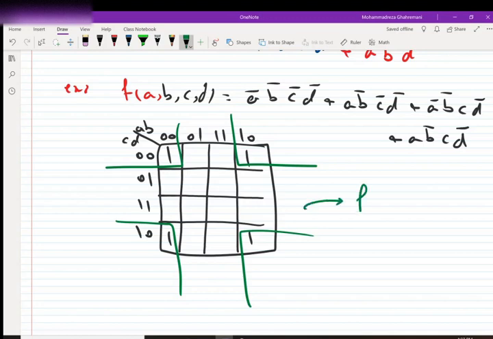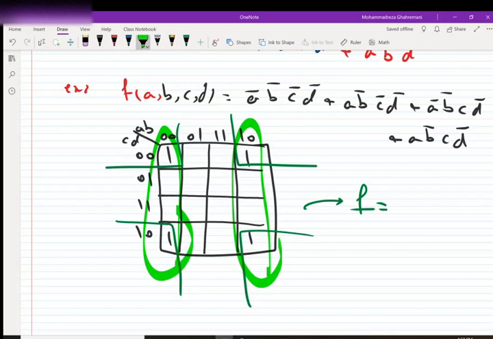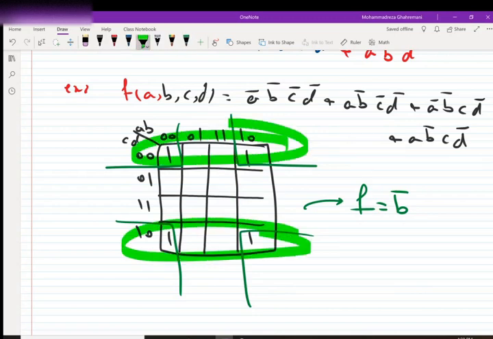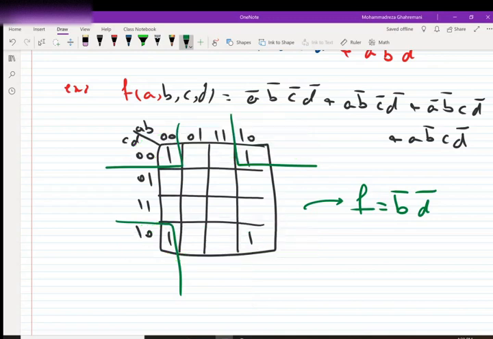And then the function is, if we look, we see that for these two and these two, B is constant and A is changing. Because A is changing, A is cancelled, B is constant, so we say B bar. And in this direction, if we look at these two and these two, we see that C is changing and D is constant, so it's D bar. So this function can be simplified to this form.